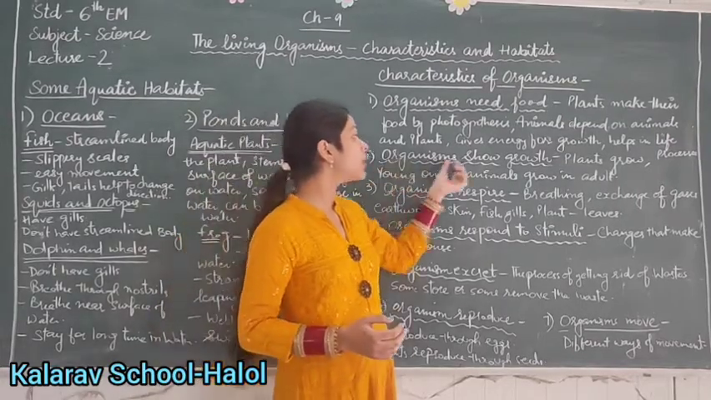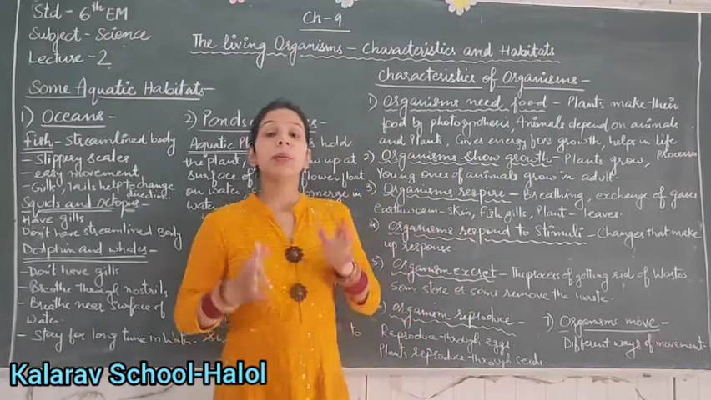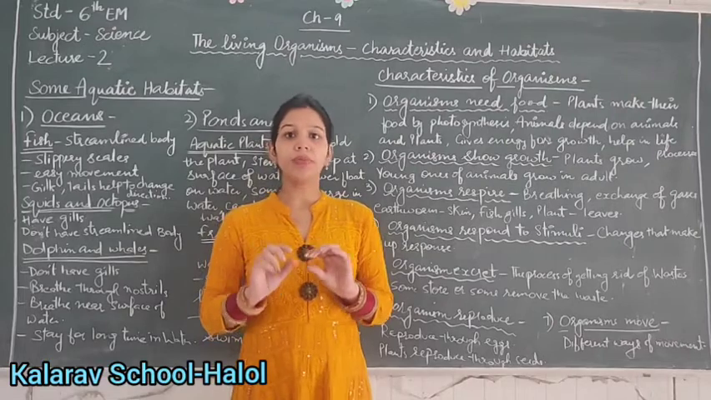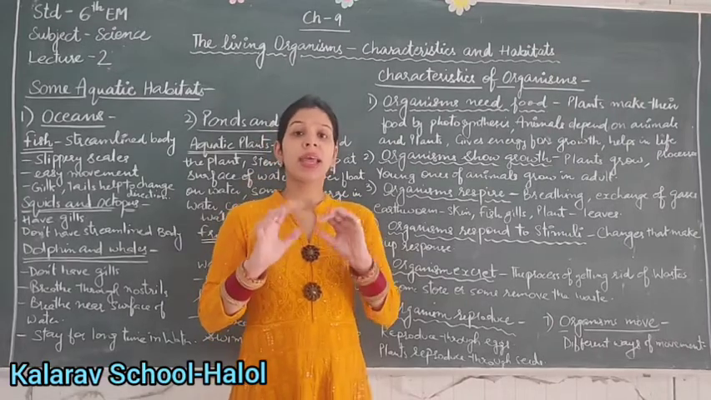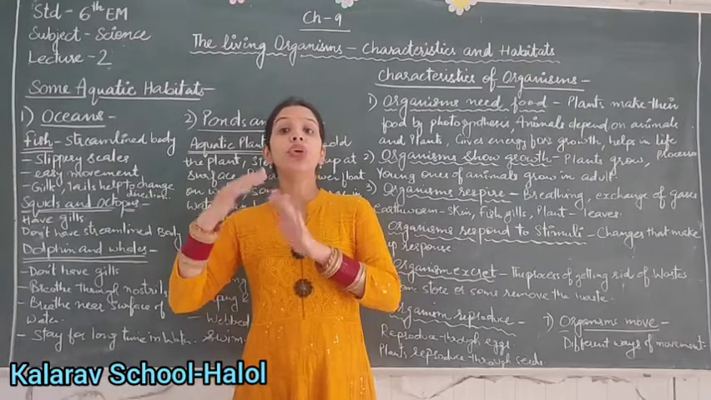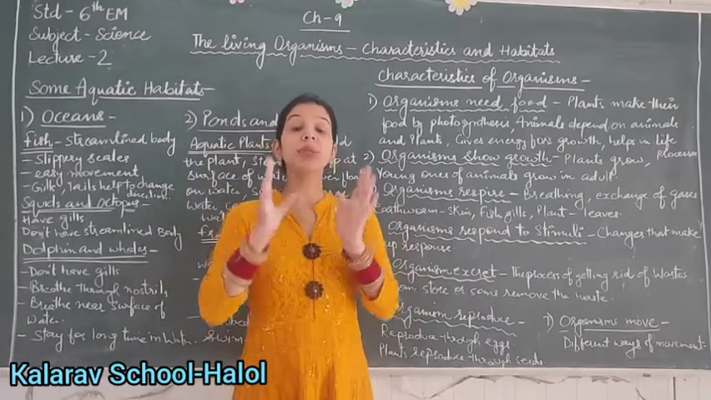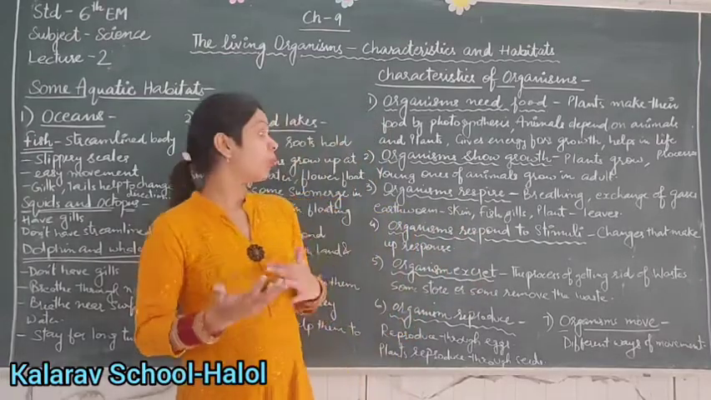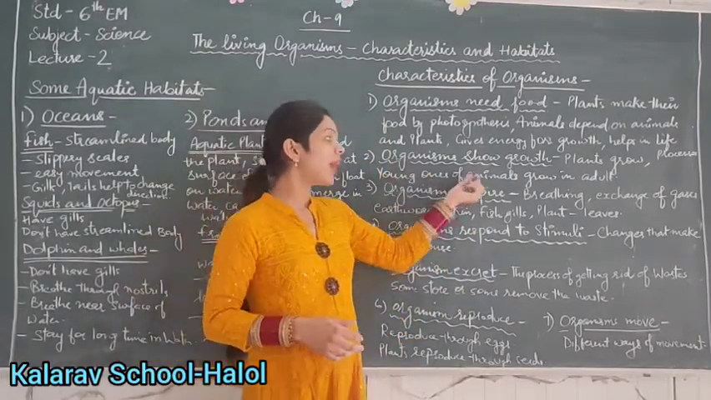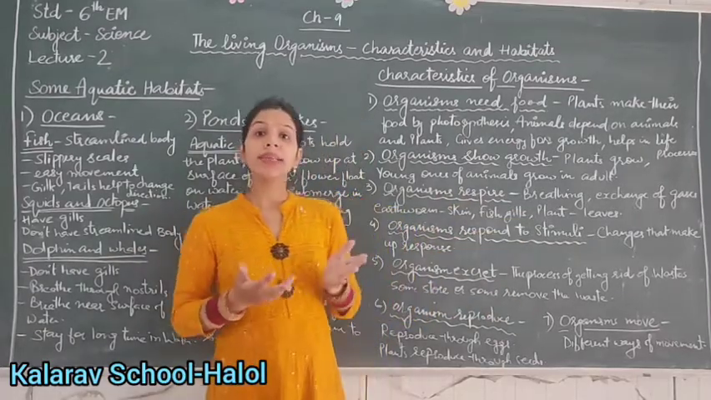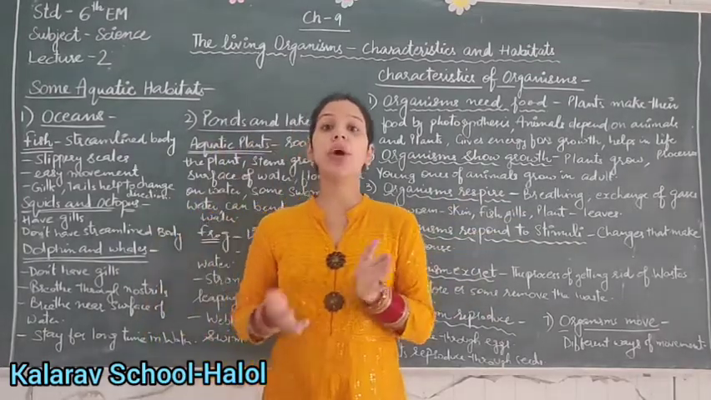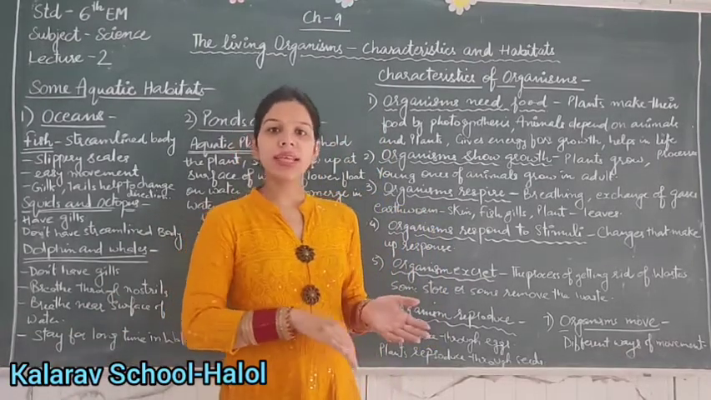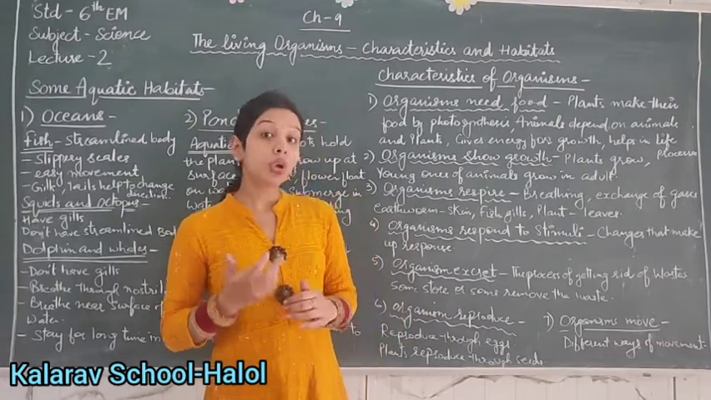Number two is organisms show growth. As you see, when you plant a seed in the soil, it is very small in size, and after a few days or few years, that seed germinates to give a big tree, which shows that plants grow. Also, young ones of animals grow into adults, as a chick is hatched from an egg and then grows into a hen. So we can say that animals and plants grow.